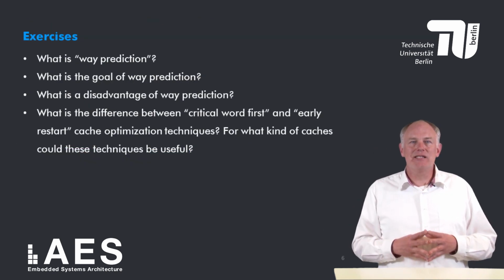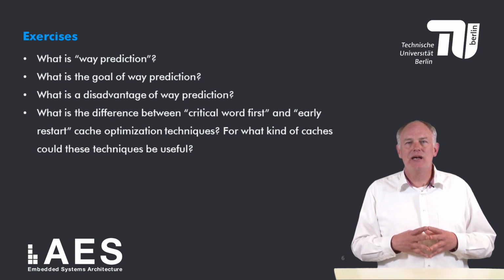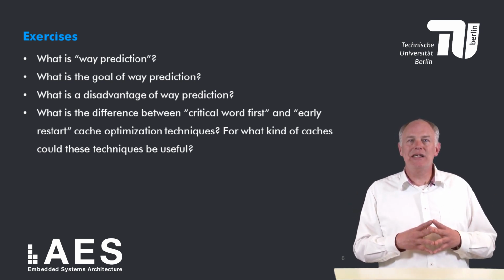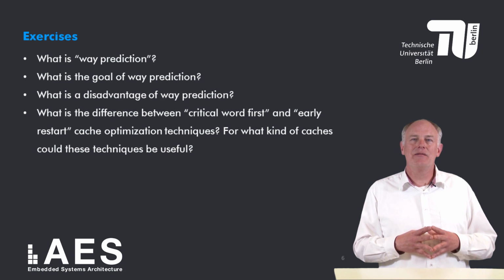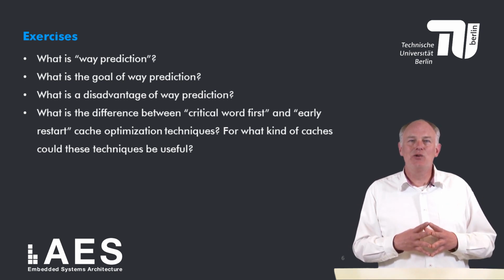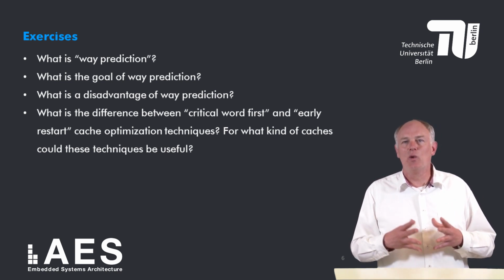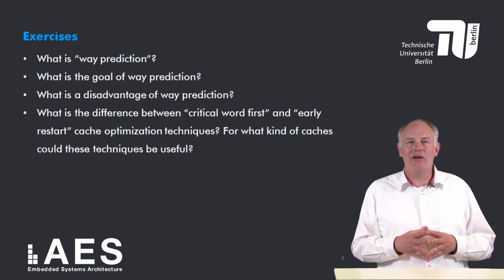Finally, 2 exercises. The first exercise is, do you still recall what way prediction is, its goal and disadvantages? The second question asks you to explain the difference between critical word first and early restart.